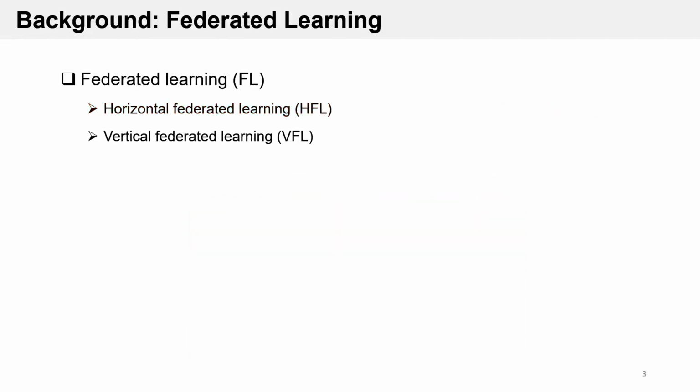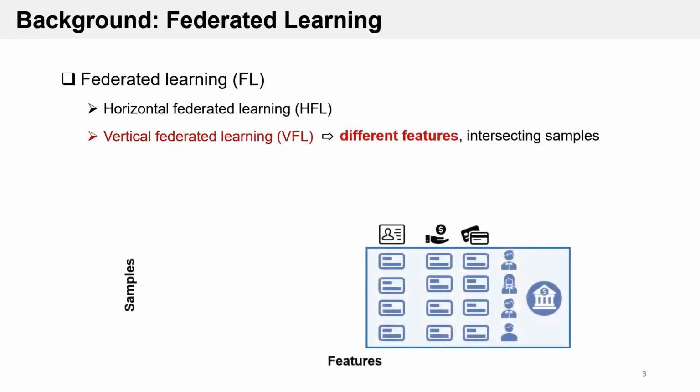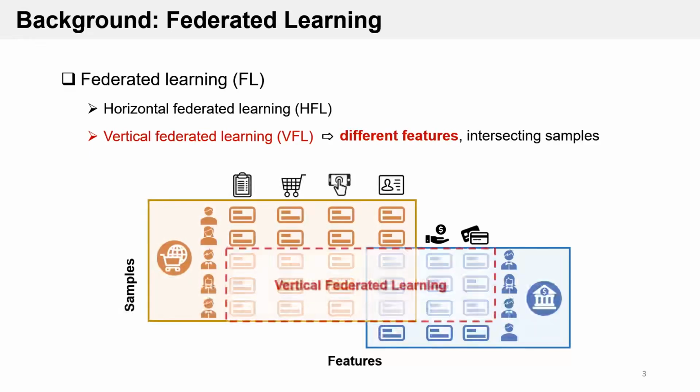In contrast, the vertical setting assumes that each party holds different features of an intersecting set of users. Moreover, only one of the parties has the real labels. For instance, in a smart finance scenario, a bank wants to train a model to evaluate customers' credit scores. Besides using its own features such as age and income, it also collaborates with an e-commerce company and uses additional features such as purchasing history to improve the model's accuracy.